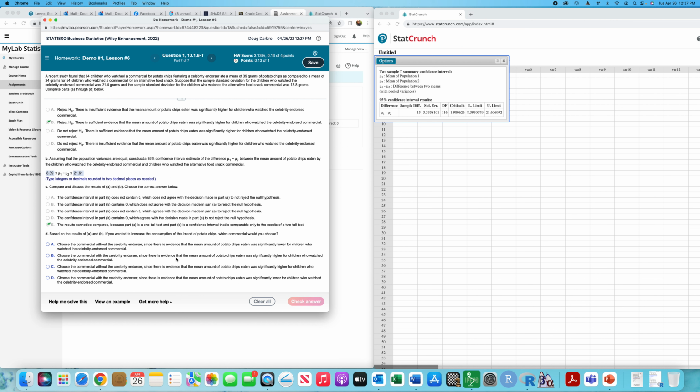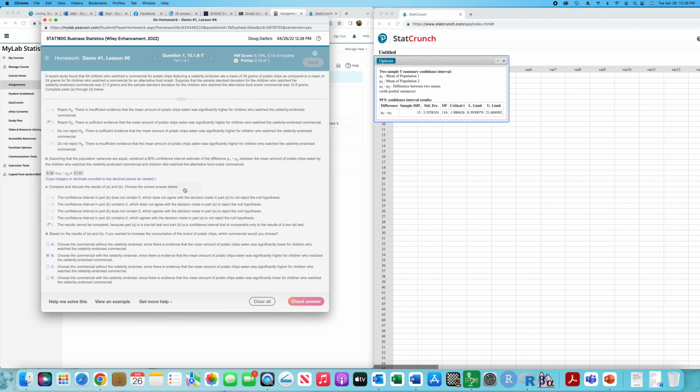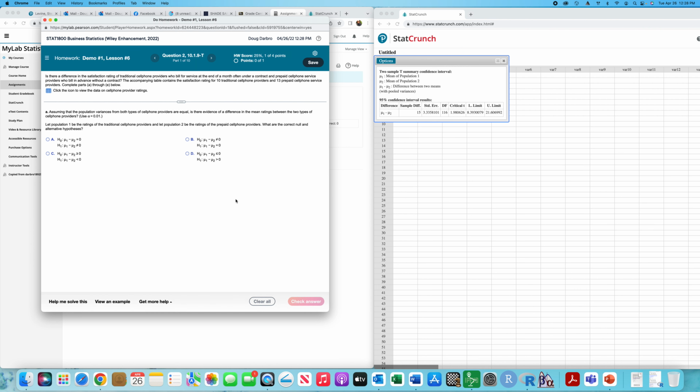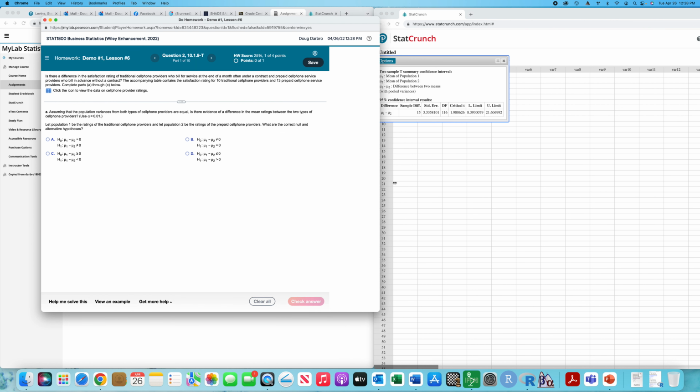Based on the results, if you wanted to increase the consumption of this brand of potato chips, which commercial would you use? Well, I want to use the one with the higher consumption. So choose the commercial with the celebrity endorser, since there's evidence that the mean amount was higher. You might argue that it's slightly unethical, but it's the way business works sometimes.